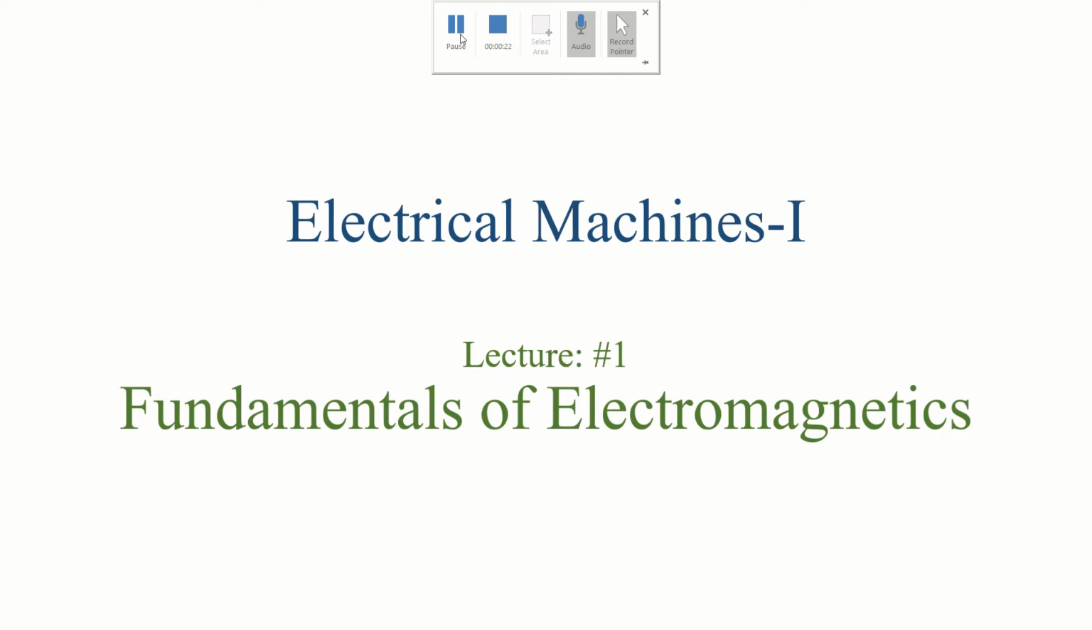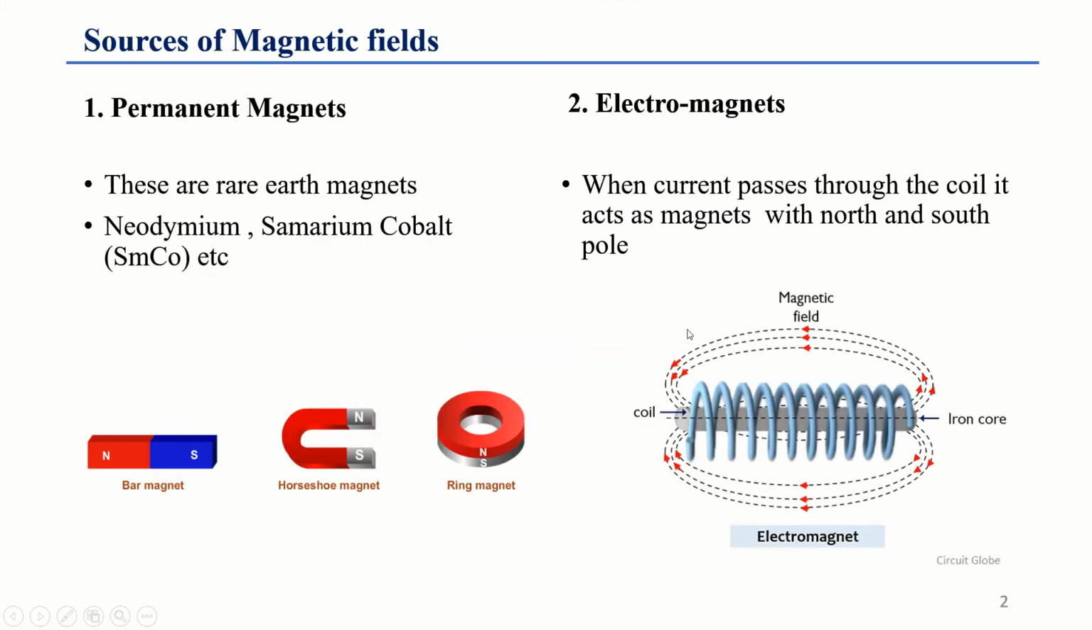This happens through magnetic fields in most electrical machines, so we should know the fundamentals of electromagnetics before getting into electrical machines. That's why in this lecture I'm going to give some brief terminology used in electromagnetic fields and the sources of electromagnets. First thing we should know is the source of magnetic fields. There are two sources: one is permanent magnets and another is electromagnets.